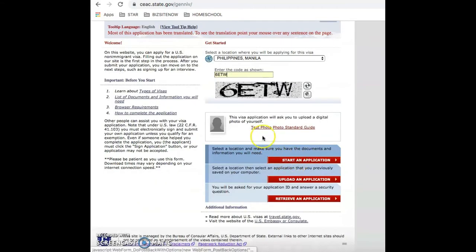And then, you can test your photo. Pwede nyong nakalagay sa USB yun. Tapos, i-upload nyo lang yung picture. Kung hindi kayo computer literate, you can ask siguro yung anak nyo, or pamangkin nyo, or apo nyo, kung sino man yung marunong, because I'm sure may makakatulong sa inyo dyan. And then, you just press start an application. Just click it.